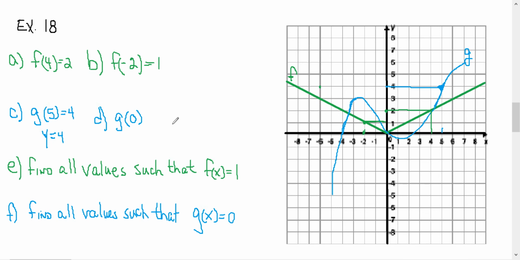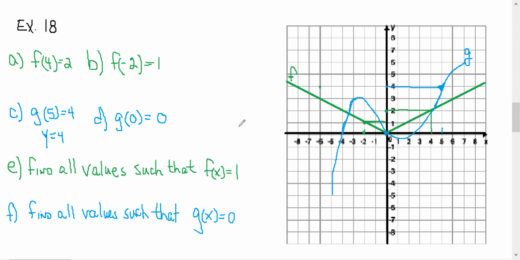Okay, and lastly, g of 0. Well, g of 0, that's when x is 0. What is y going to be? Looks like it just stays there. So when the value of g is 0, it is 0. So when x is 0, y is 0.